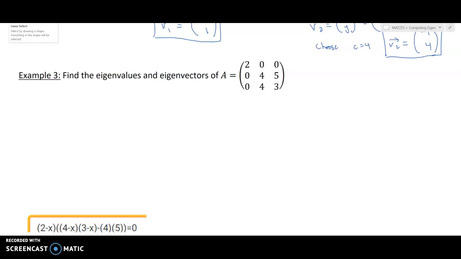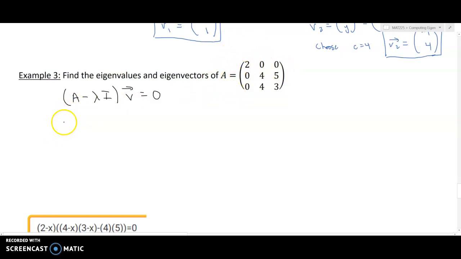In our final example here, we are going to take a look at a 3 by 3, and the process is very similar. The eigenequation does not force us to be restricted to 2 by 2s. In fact, it doesn't have any information about dimensions other than A has to be square. So once again, we want the determinant of A minus lambda I to equal 0.